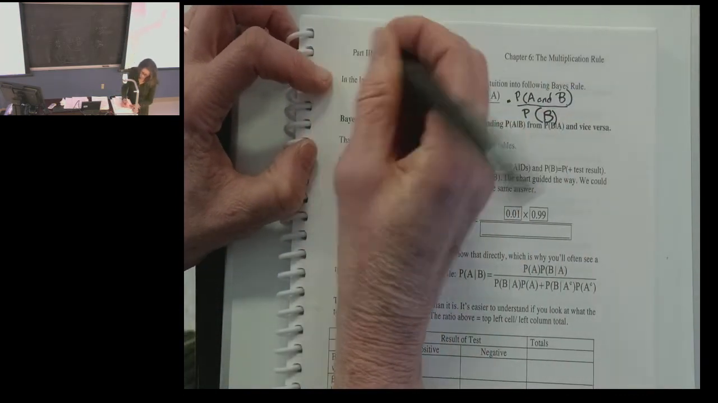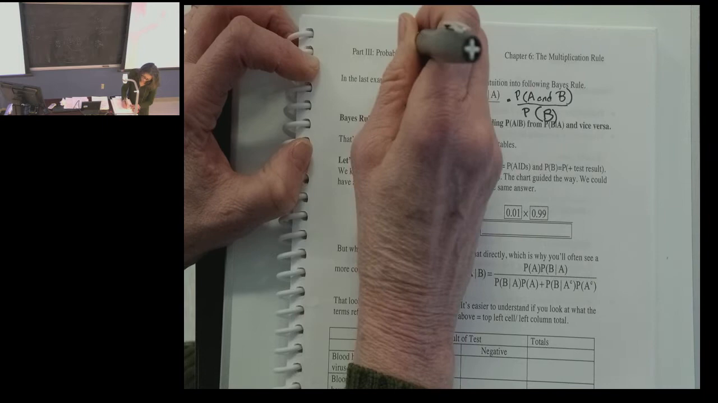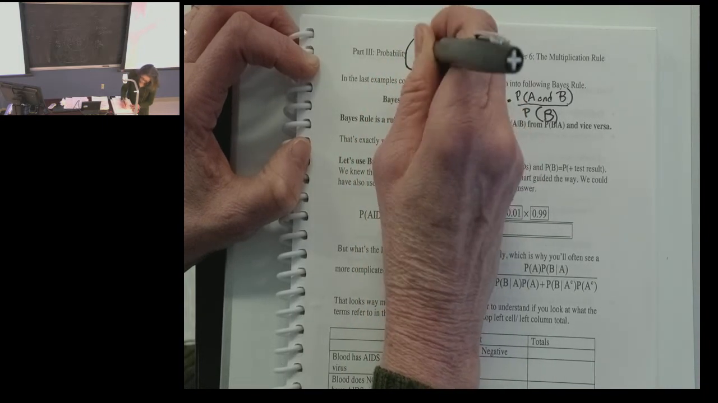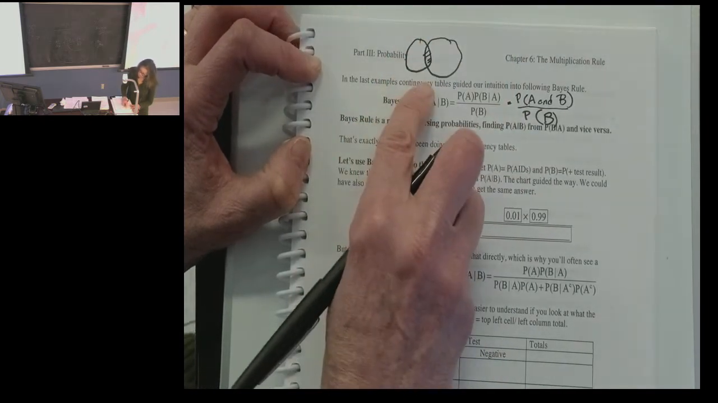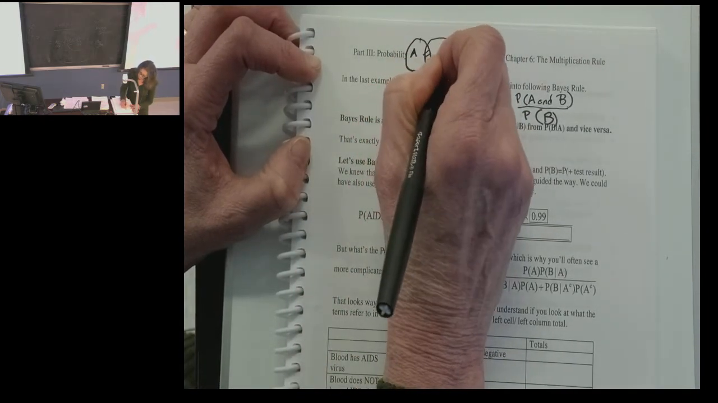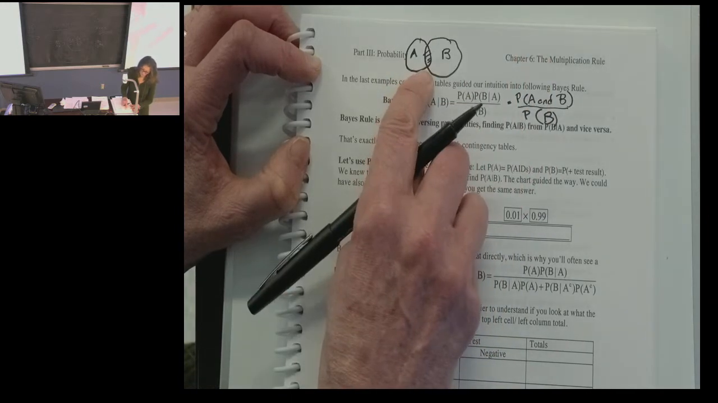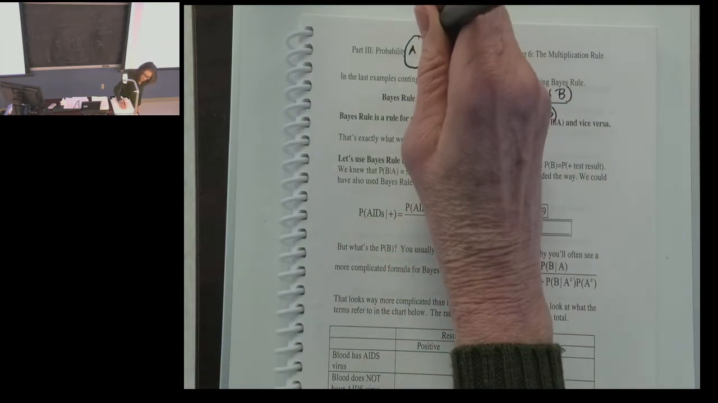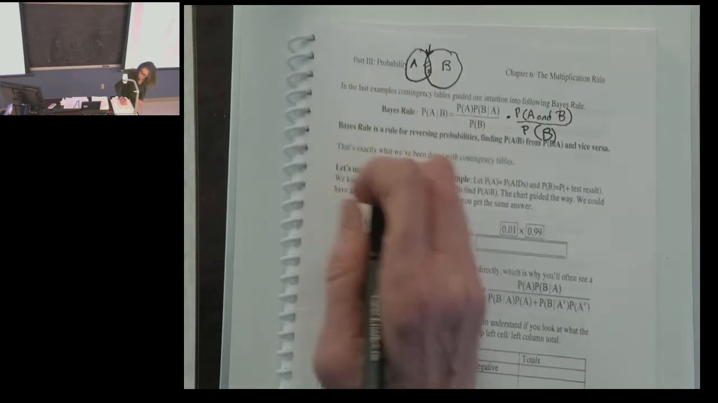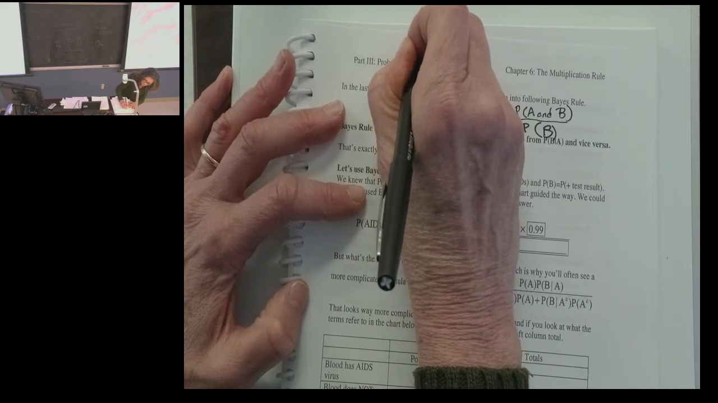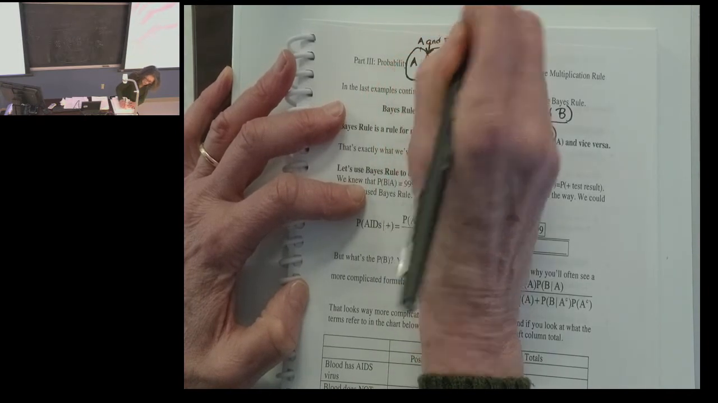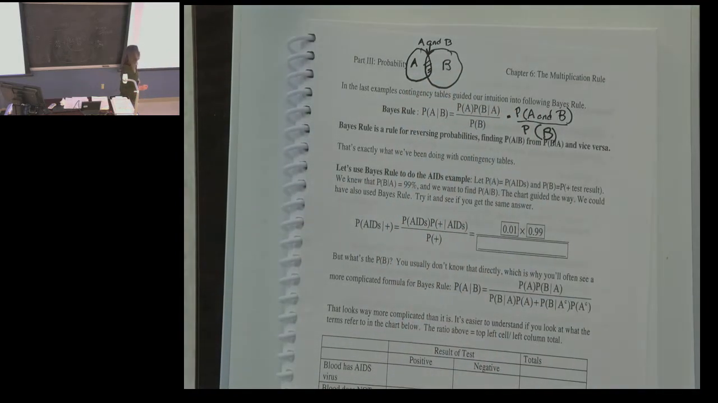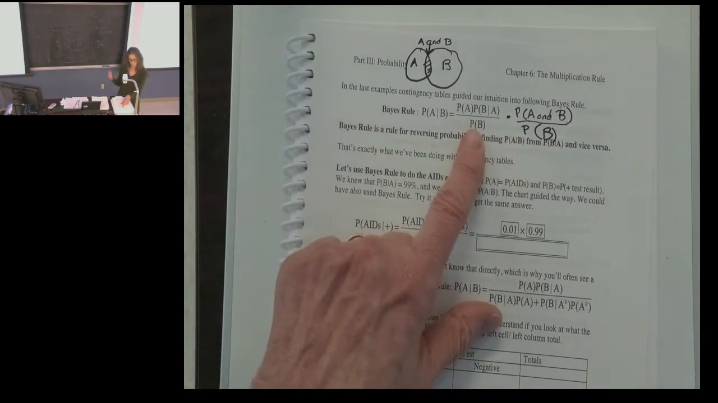The picture was like, you have A, and here B, and this right here is A and B. So this makes sense. A given B is right here, A and B, that's the intersection, and then over B. So that's all it's telling you, what we already had before, right?